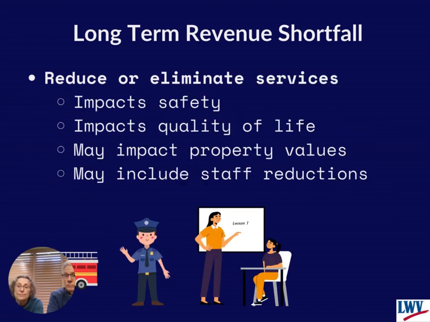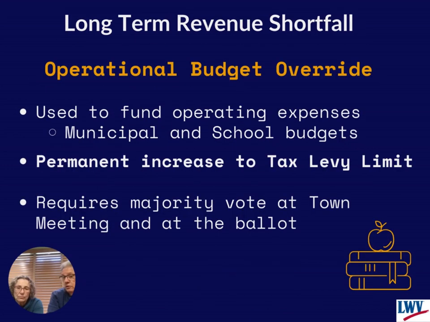the tax levy. Cutting essential services such as police, fire, and DPW is difficult without impacting safety. And other services like schools and recreation are integral to the quality of life in the town. Reducing the services that the town provides may have an impact on property values, and they may result in town staff reductions. The second option the town has is to pass an operational override.